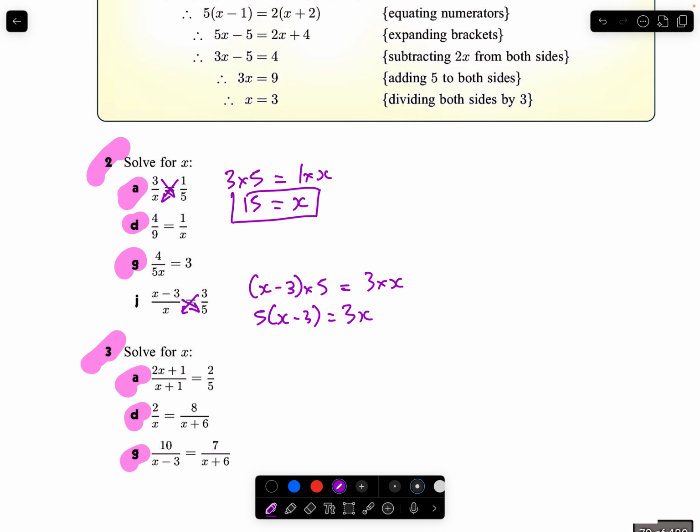Expand the brackets. 5 times x is 5x. 5 times negative 3 is negative 15, equal to 3x. I'm going to put the x on the right-hand side now. What's the opposite of positive 5x? Take 5x. So if I've removed 5x from the left-hand side, you're going to have negative 15. 3x take 5x is going to be negative 2x. What's negative 2 doing to x? Timesing. So you divide by negative 2 on both sides. X is going to be, what's 15 divided by 2? 7.5. Positive 7.5 because it was a negative divided by a negative.